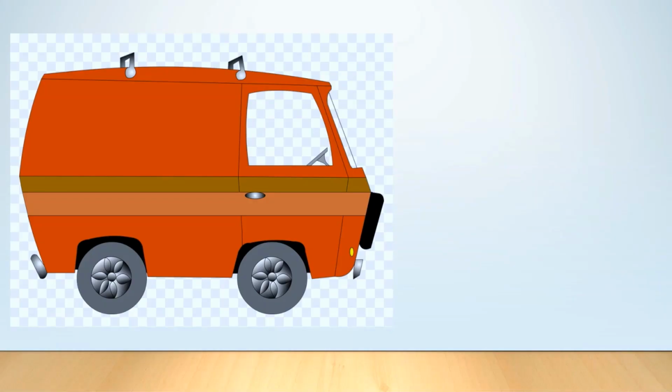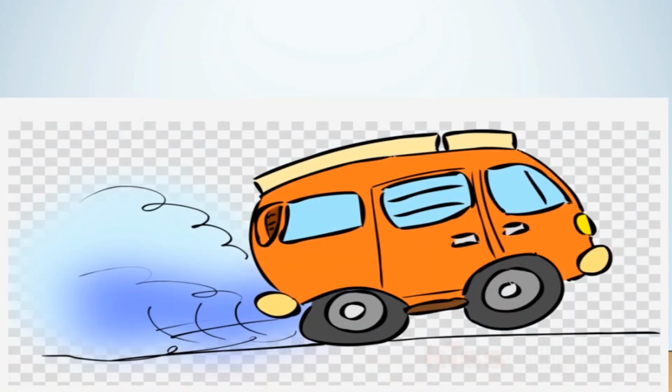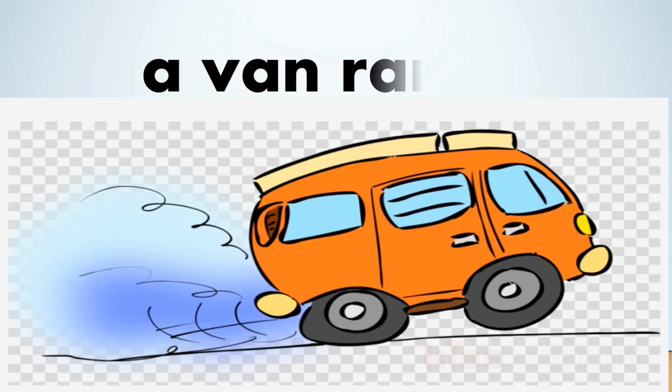Look at this picture now. Let's read the phrase. A van. Read again with me. A van. Look at this picture now. Let's read the phrase. A van ran. Read the phrase again. A van ran.